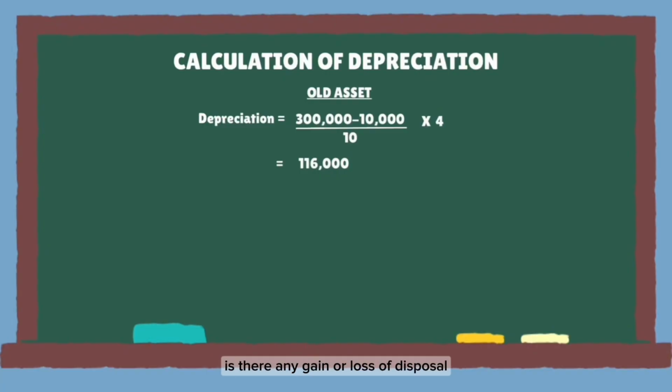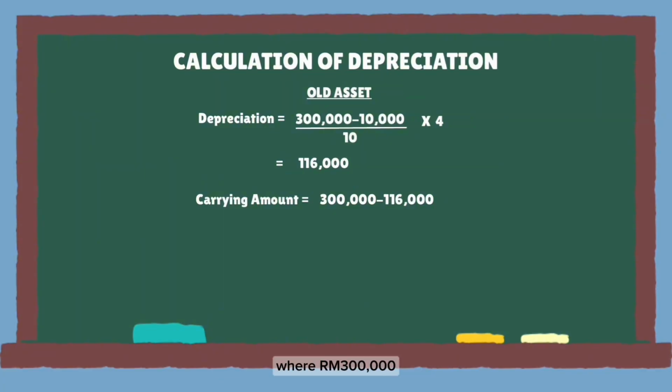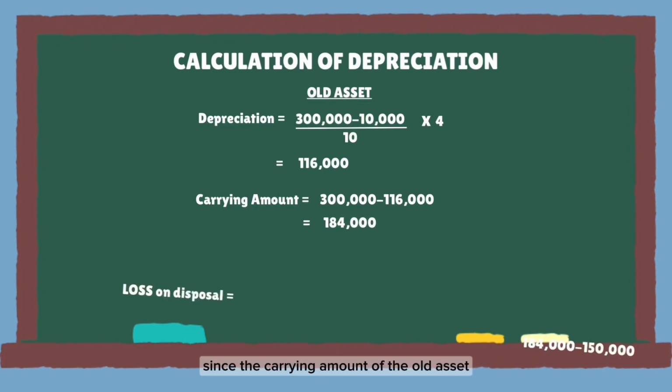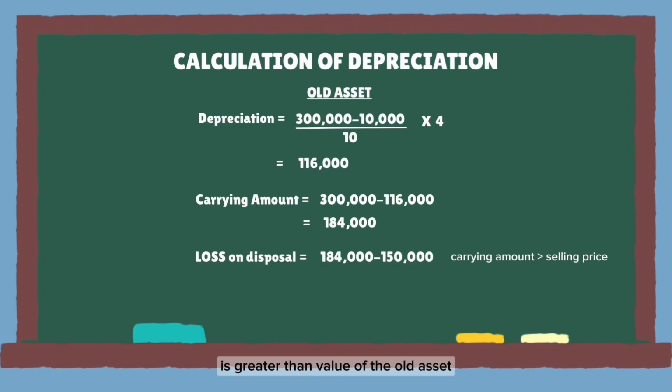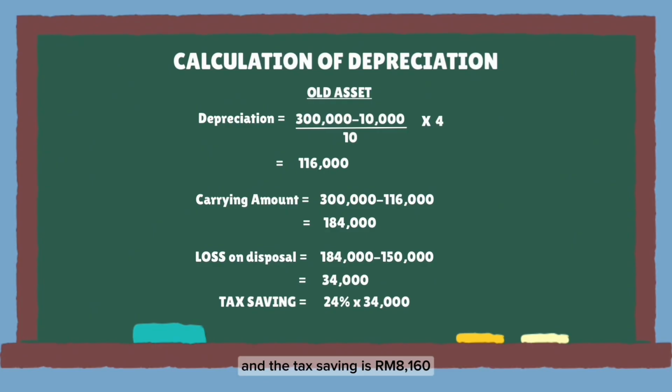Next, the question said that they sold it for 150,000 ringgit, and we are going to determine whether there is any gain or loss on disposal. The carrying amount will be the cost minus accumulated depreciation, where 300,000 ringgit minus 116,000 ringgit gives a carrying amount of 184,000 ringgit. As we can see here, there is a loss on disposal since the carrying amount of the old asset is greater than the sale value. We will get a loss of 34,000 ringgit. And whenever we get a loss on disposal, there will be tax saving, and the tax saving is 8,160 ringgit, where we take the amount of loss multiplied by the tax rate, 24%.